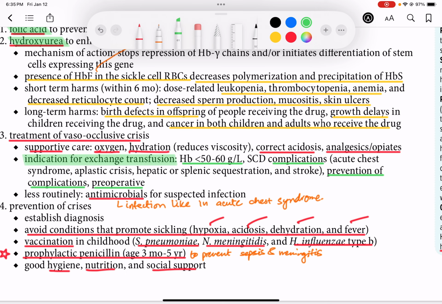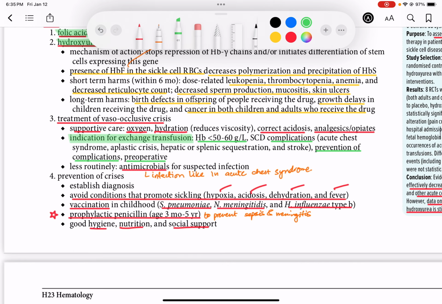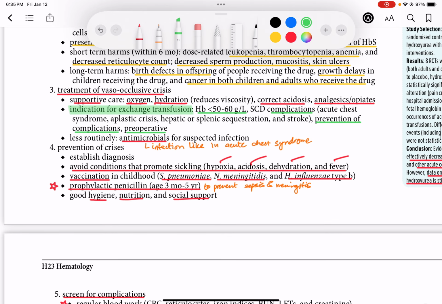So supportive care, exchange transfusion, and we can also go for antimicrobials for suspected infection, because there can be an underlying infection going on, just like in acute chest syndrome. So we have to give antibiotics too. How can we prevent the crisis from happening? There are many steps you can take before that.